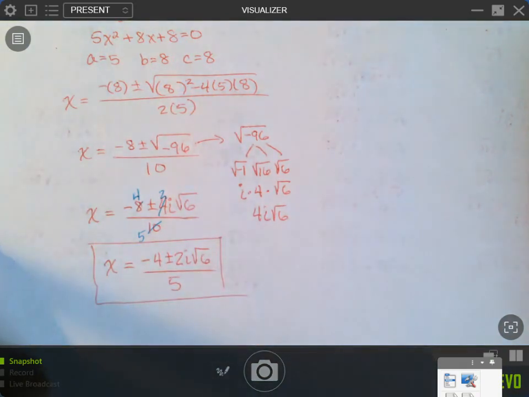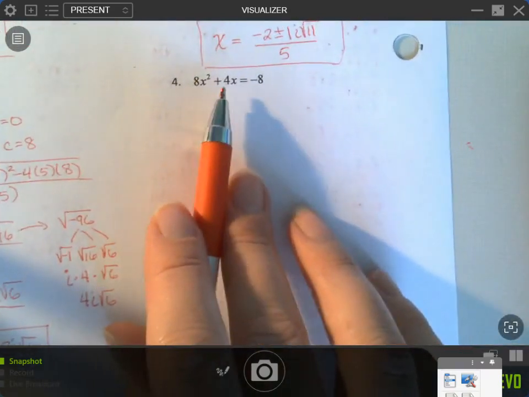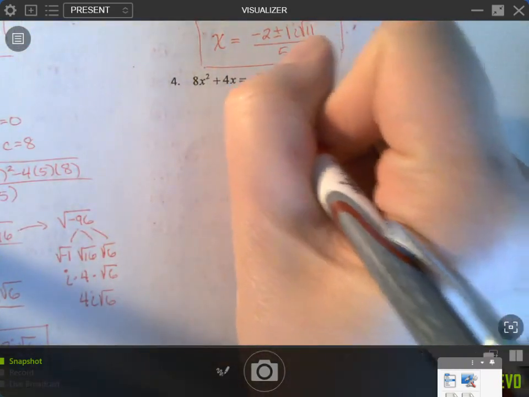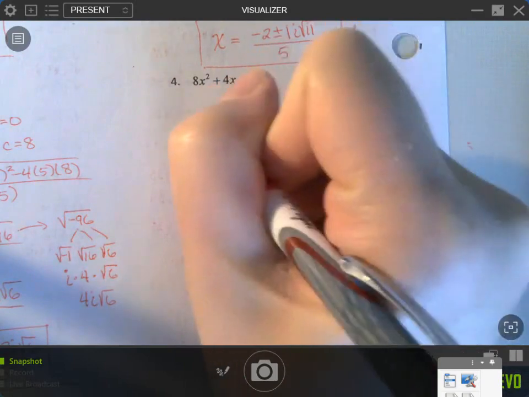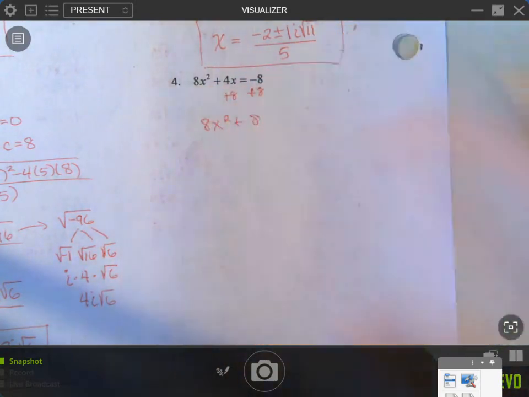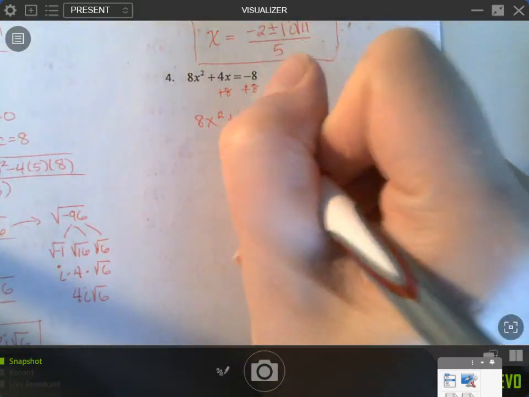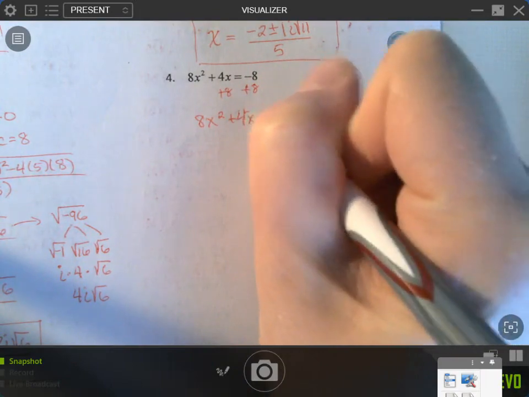How'd we do? Wait, so why did we cross out? So I'm going to leave my 8x squared, my 4x positive. I'm going to add this 8 over. That's what I chose to do. I'm not sure how you did it. 8x squared plus, oh no. What should it be plus? Plus 4x plus 8 equals 0.